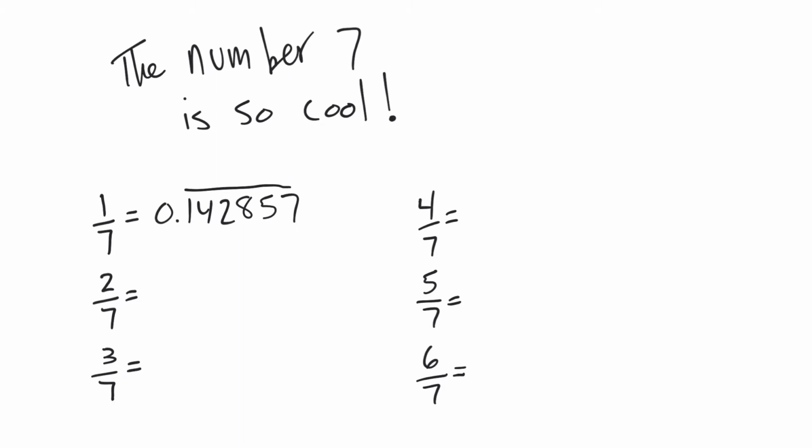And so I gave them 2/7, and that is 0.285714, and that part repeats over and over again. And so I asked the class, okay, based on this information, could you figure out what 3/7 is?